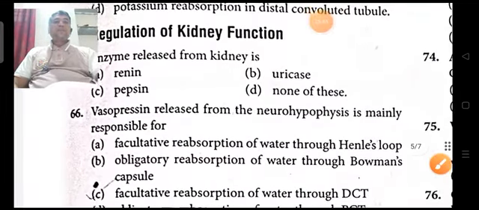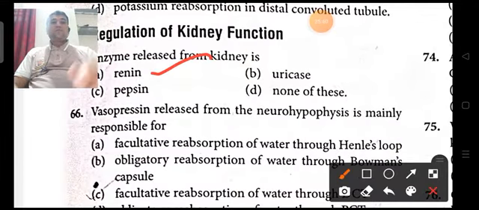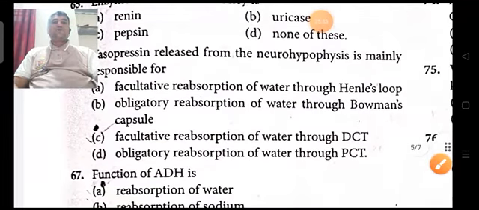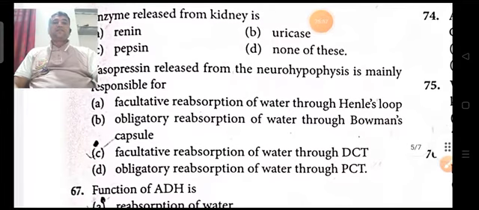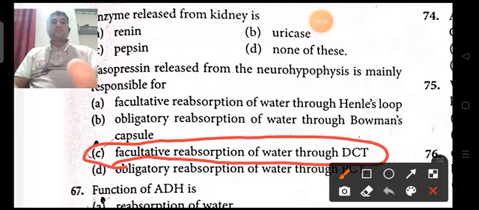Next, the enzyme from kidney, already you know that it is only renin. Next, vasopressin released from the neurohypophysis is mainly responsible for: facultative reabsorption of water through Henle's loop, obligatory reabsorption of water through Bowman's capsule, facultative reabsorption of water through DCT, obligatory reabsorption of water through PCT. So here facultative reabsorption of water through DCT takes place.